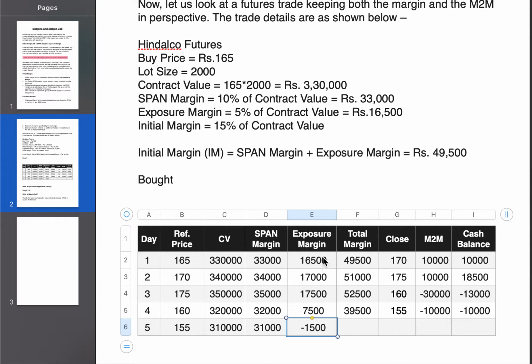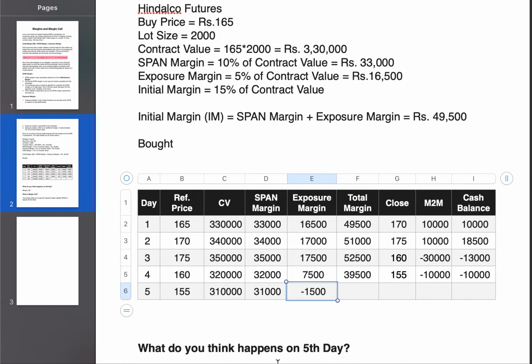Now you see my exposure margin has taken a complete hit. It is down 1,500 rupees, and as a result, my cushion is no more there. My cushion is over, and I'm technically in a negative territory because this 1,500 rupees would be adjusted in the span margin. So what do you think happens on the fifth day? You get a margin call.